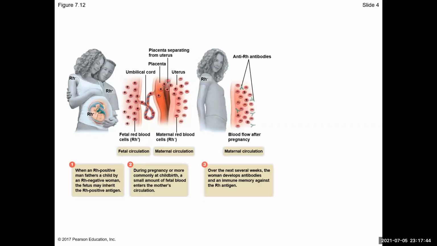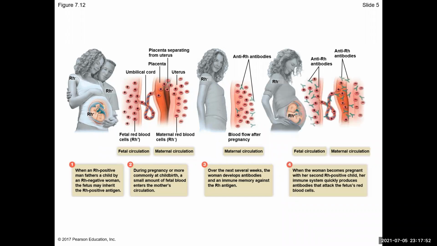And then let's say the mother has a second pregnancy with her second Rh positive child. Those antibodies will then travel through her bloodstream into the baby's bloodstream and can attack the fetus's red blood cells, which could be a big issue in terms of affecting the fetus's blood circulation because of that clumping factor that would happen with those antibodies attacking the red blood cells.